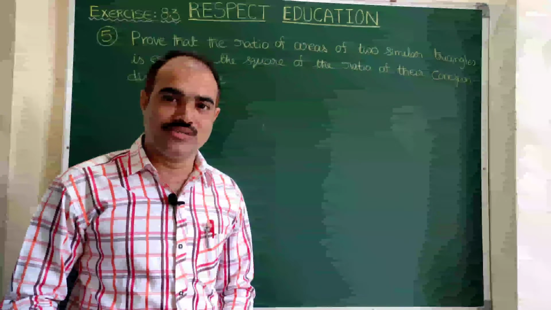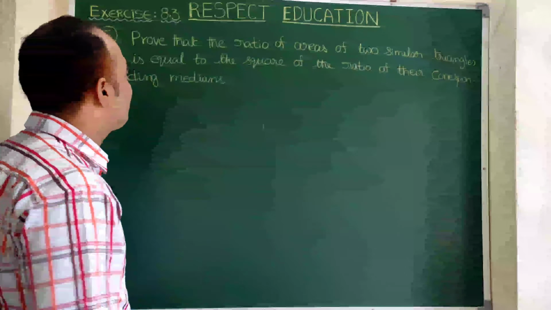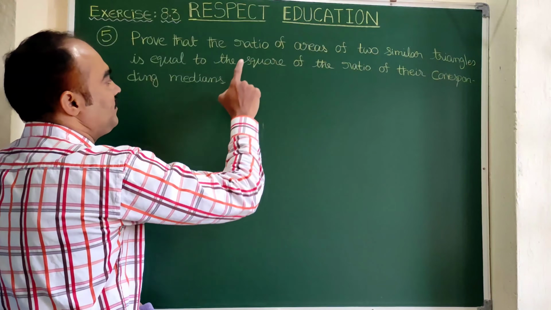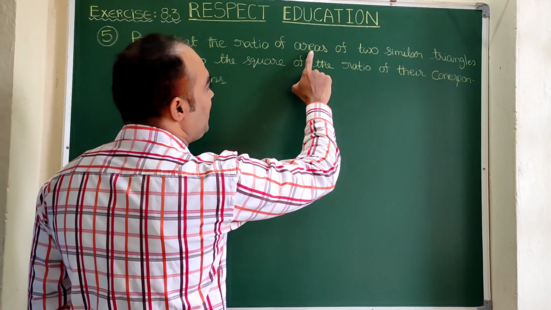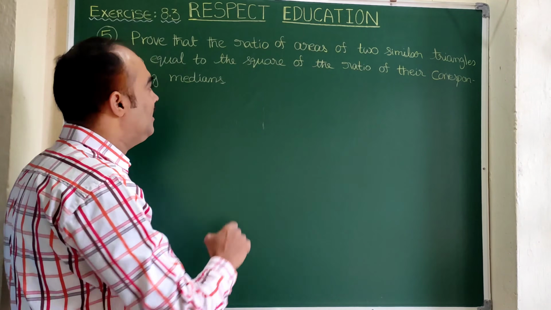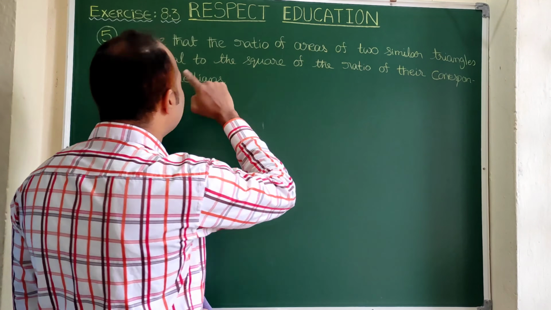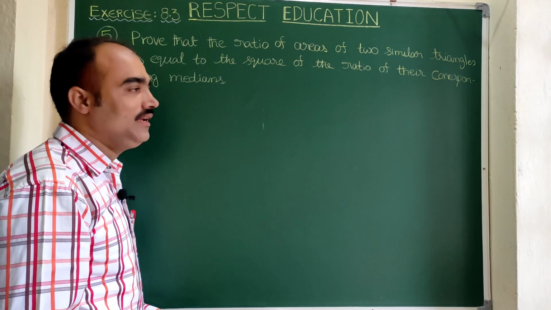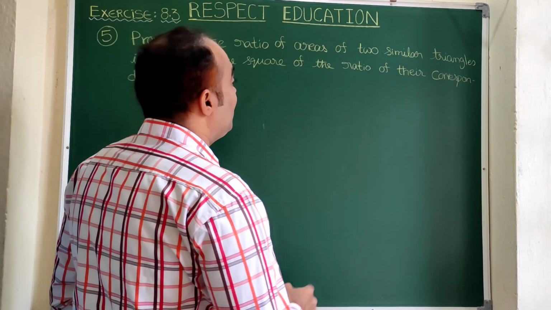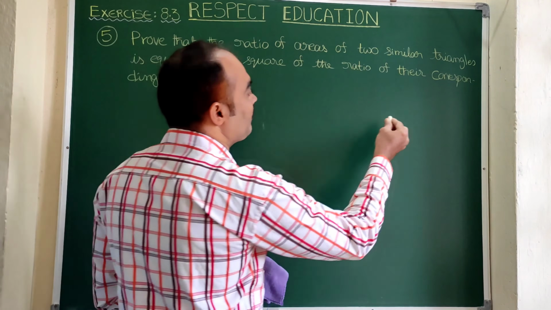Now let us see the next question, that is question number 5. Prove that the ratio of areas of two similar triangles is equal to the square of the ratio of their corresponding medians. So here let us consider two similar triangles.